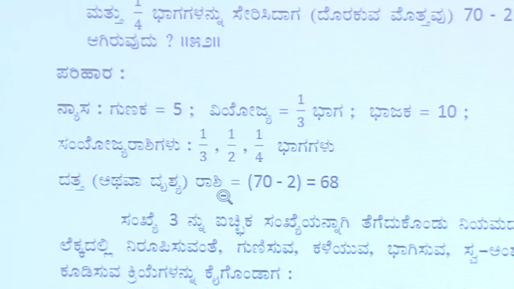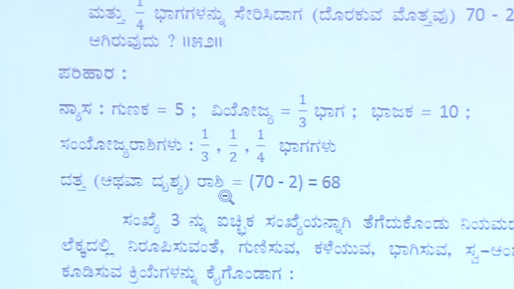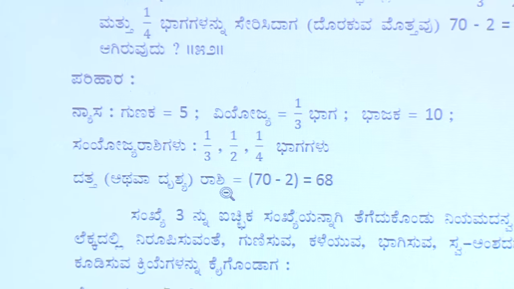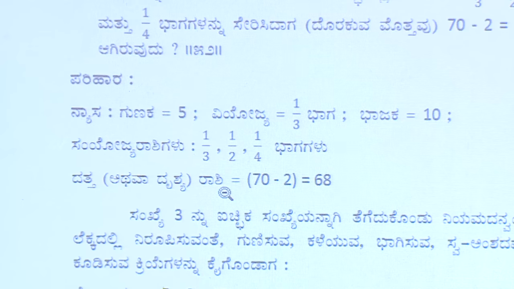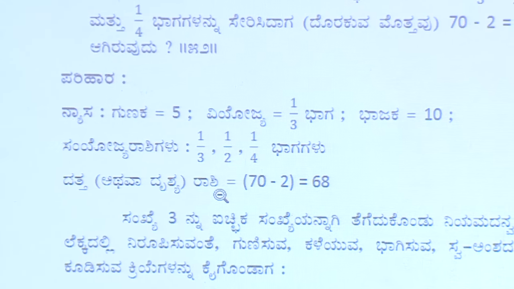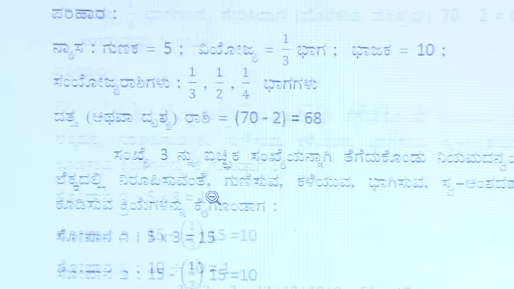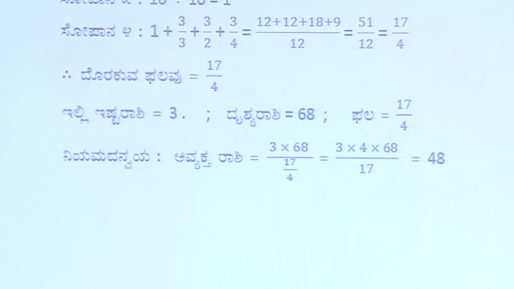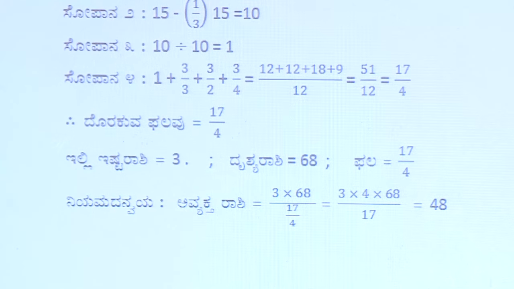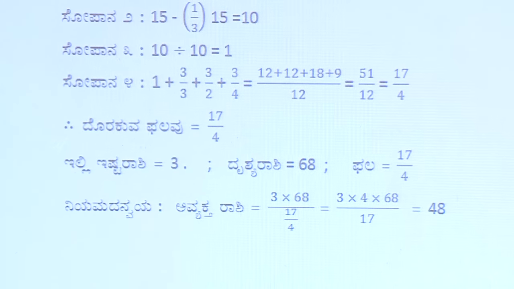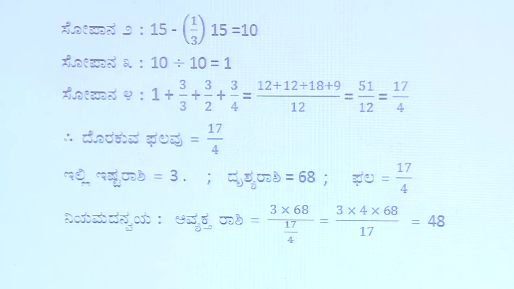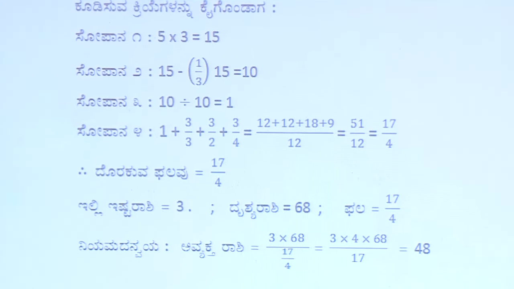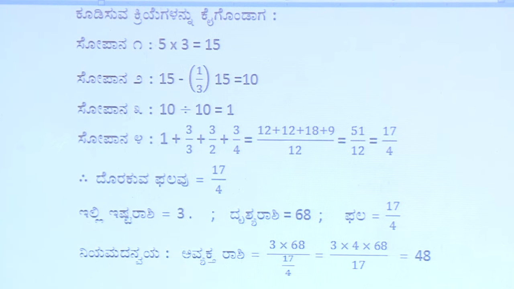What we have to do? We have to perform all these operations on an assumed number at our will, that is, an arbitrary number. Let that number be 3. Now, step 1. First of all, we have to multiply by 5. Let the assumed number be 3. Multiply 3 by 5, we obtain 15. This is the first step.